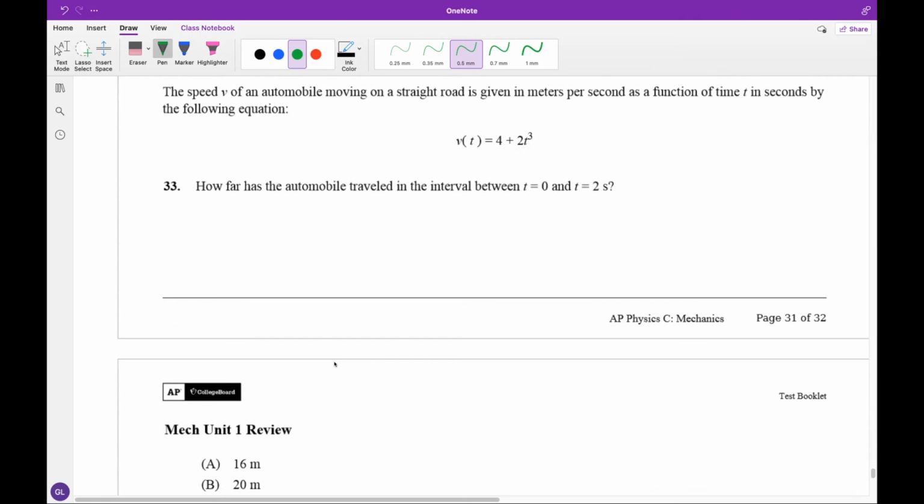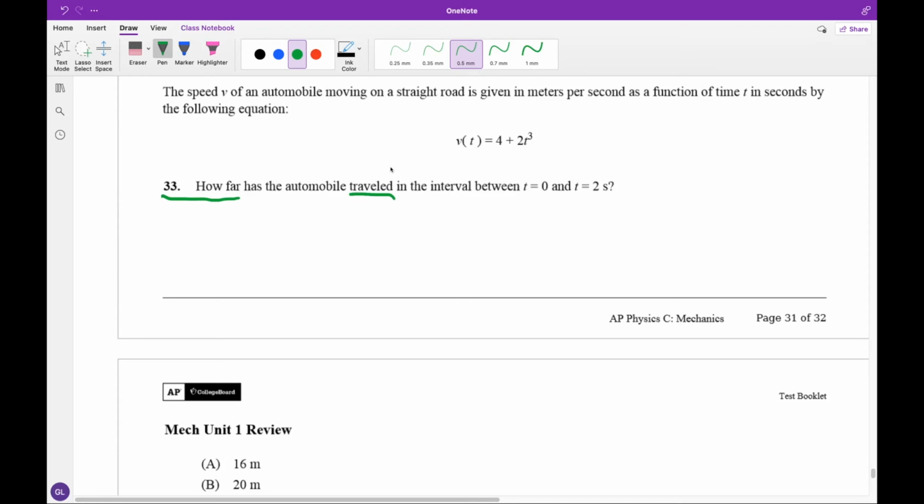The speed v of an automobile on a straight road is given in meters per second as a function of time in seconds by the following equation: 4 plus t cubed. How far has the automobile traveled in an interval between 0 and 2 seconds? Okay. So here the question is asking how far has it traveled? This is a distance traveled question. So we have to be careful because if we just throw some math at this, we're going to be getting the displacement, which is not the same thing. So what is this math that I'm talking about?